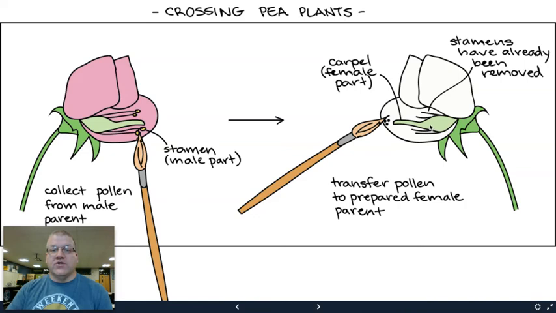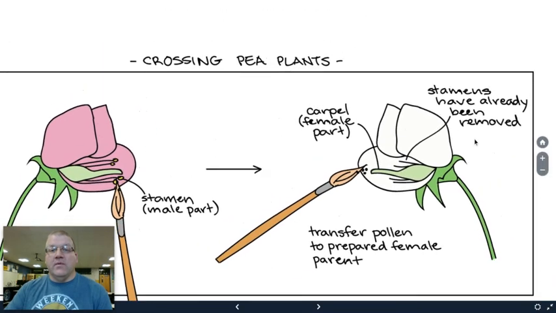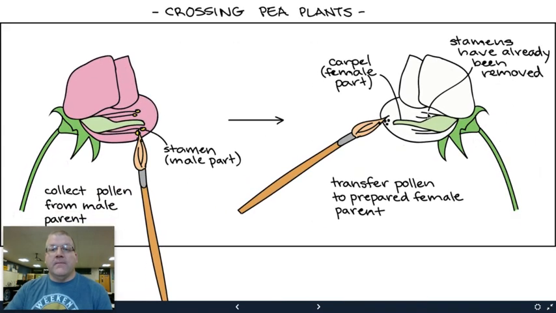So notice the flower on the right-hand side here. This flower, these stamens have already been removed.